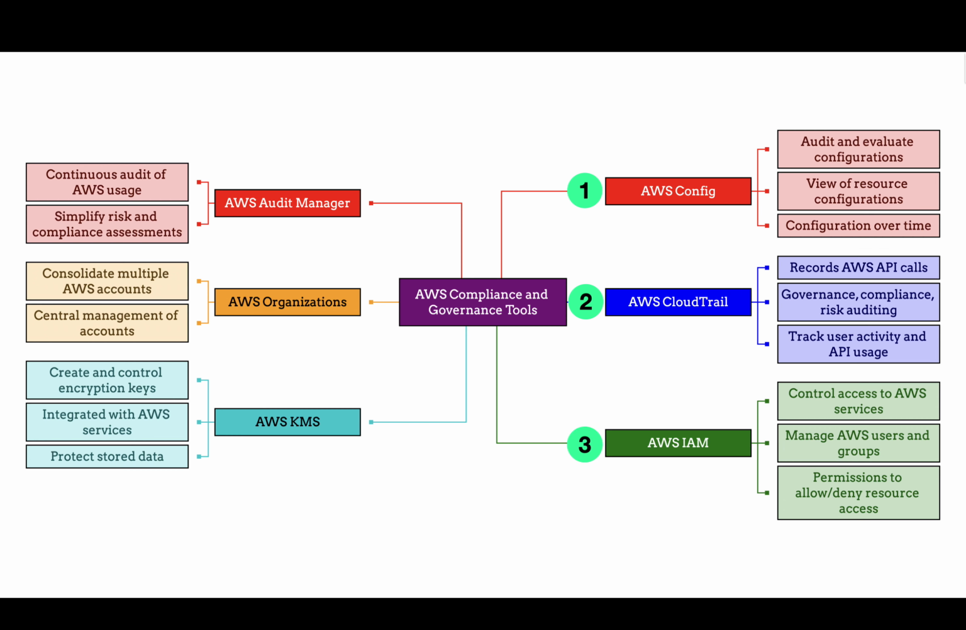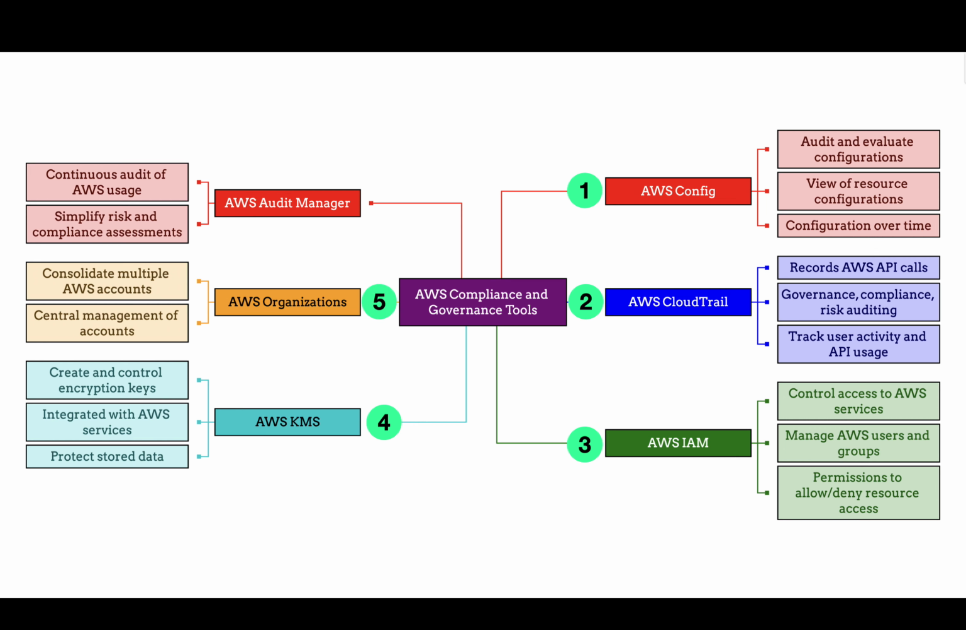3. AWS Identity and Access Management, IAM: helps in securely controlling access to AWS services and resources. IAM can be used to create and manage AWS users and groups and use permissions to allow and deny their access to AWS resources. 4. AWS Key Management Service, KMS: a managed service that makes it easy for you to create and control the encryption keys used to encrypt your data. KMS is integrated with other AWS services to help you protect the data you store with these services.